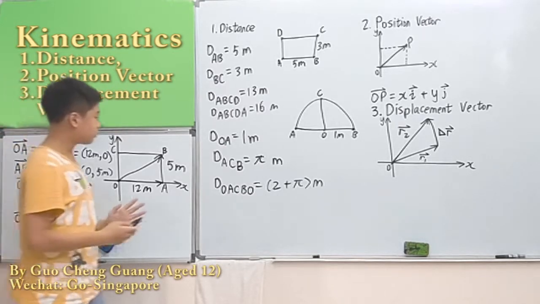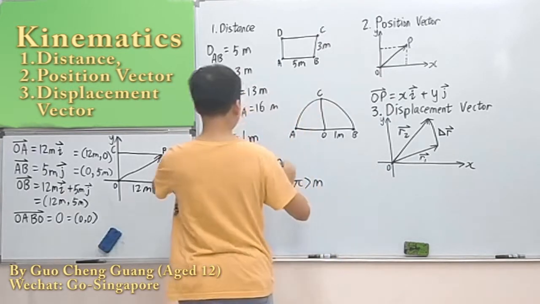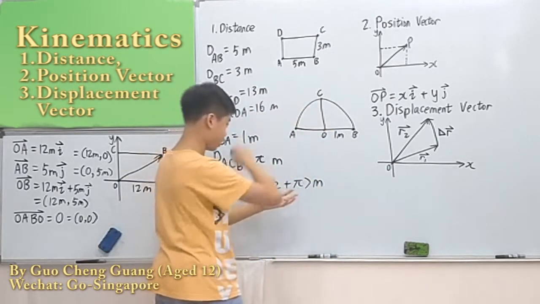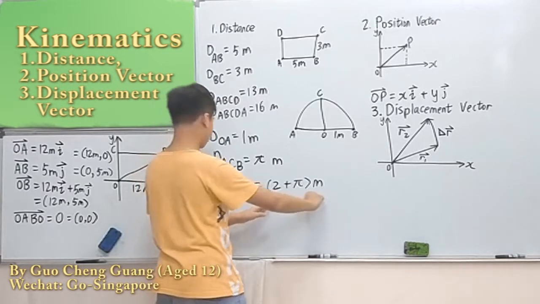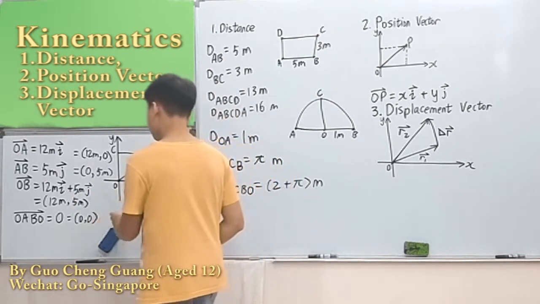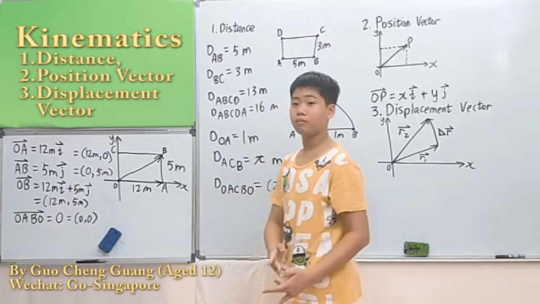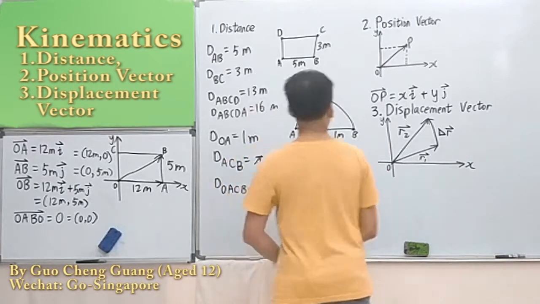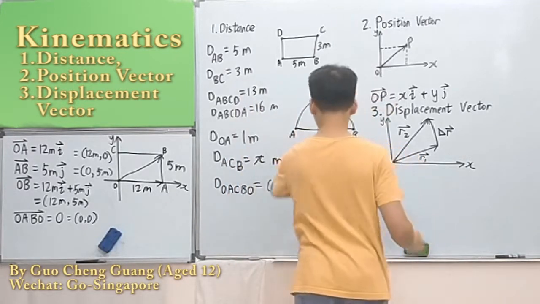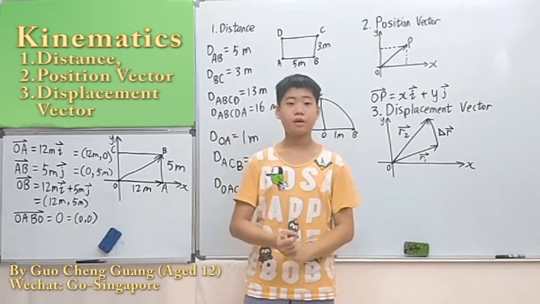But wait, that means for distance, even when it goes back to the starting point, all of it is counted. But for displacement, when it goes back to the starting point, it is just counted as 0. So from these three points, that's all that I'm going to revise this time.